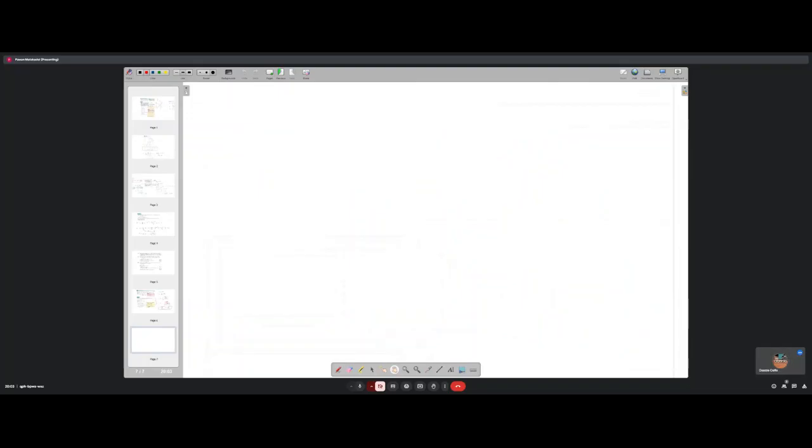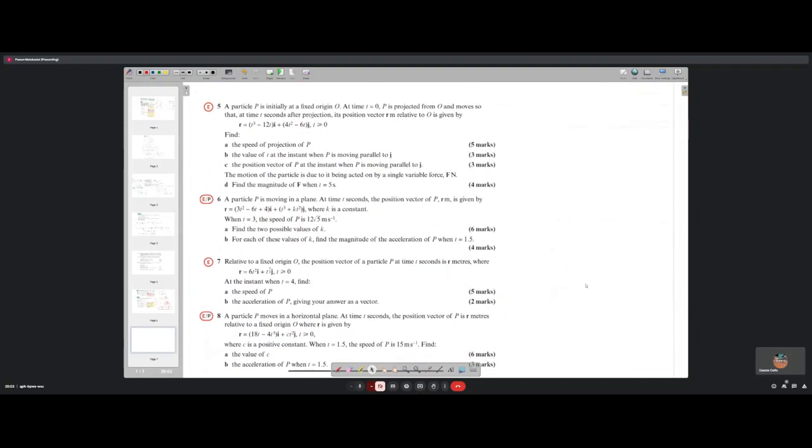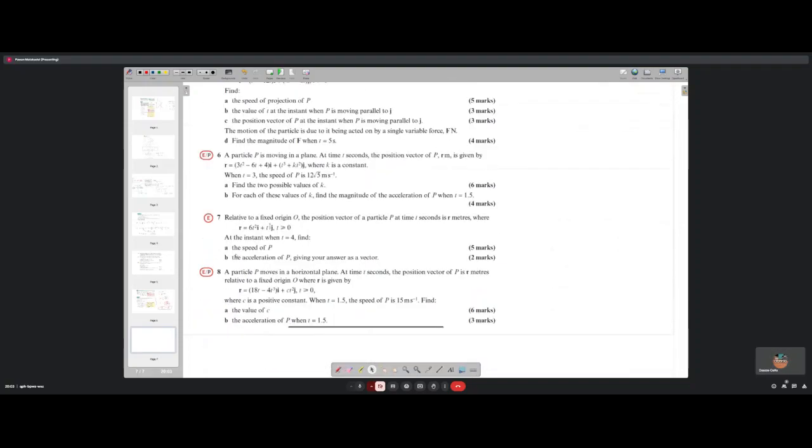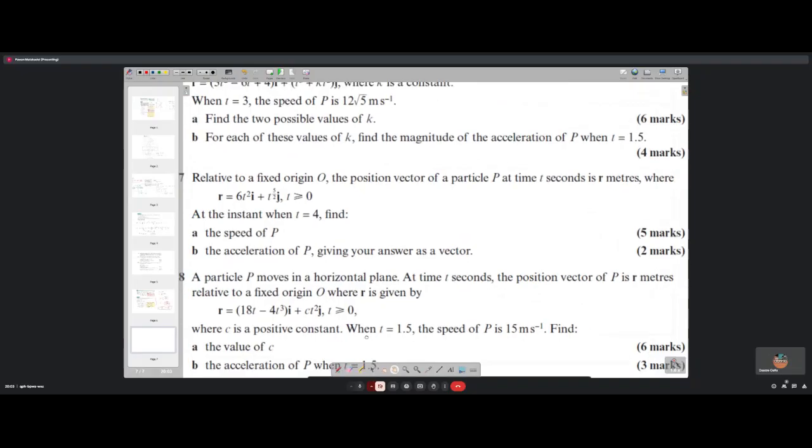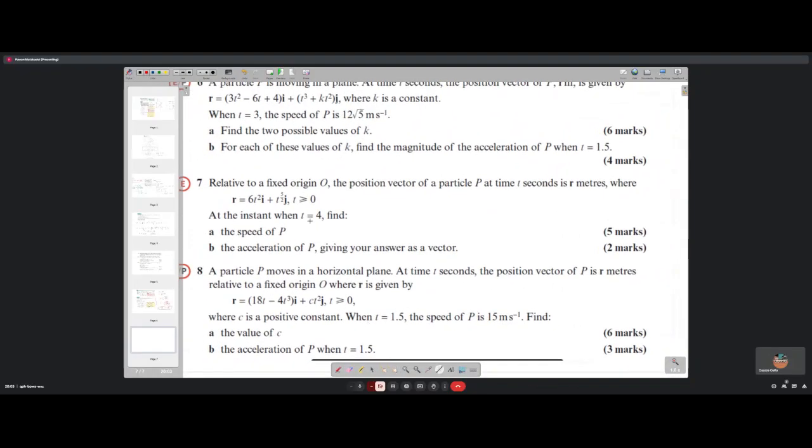Yeah. If you look at the exam questions on this, you can literally do it within seconds. If you look at question 7, you can figure it out in a couple of seconds. This is your position vector. At the instant when t is equal to 4, find the speed of P. Just differentiate it once, plug in the values, use Pythagoras. That's it. Acceleration, differentiate it twice, plug in t is equal to 4. That's it. Nothing difficult about that. How many marks is that? 5 marks.